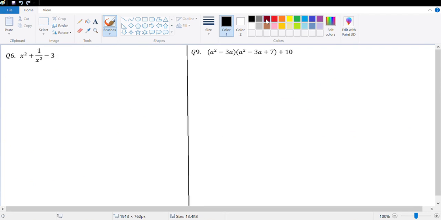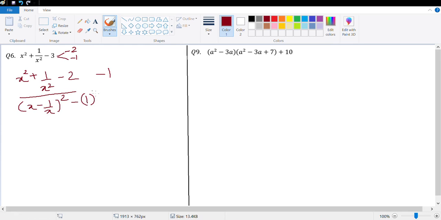The next question that we have is question number 6. It says x square plus 1 upon x square minus 3. Again, if I break this up into negative 2 and negative 1, let's see what do I get. So I get x square plus 1 upon x square minus 2 minus 1. I notice that this is nothing but x minus 1 upon x the whole square, and I can write this as negative of 1 square. And now this is of the form a square minus b square, which means x minus 1 upon x plus 1 multiplied with x minus 1 upon x minus 1.